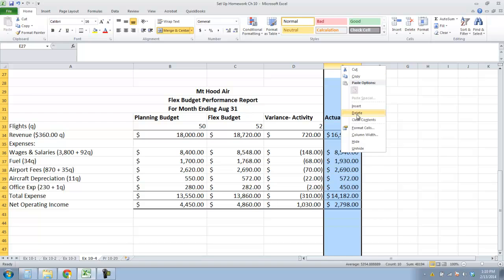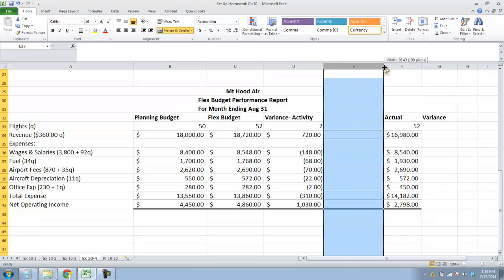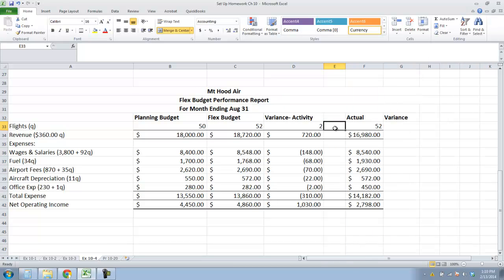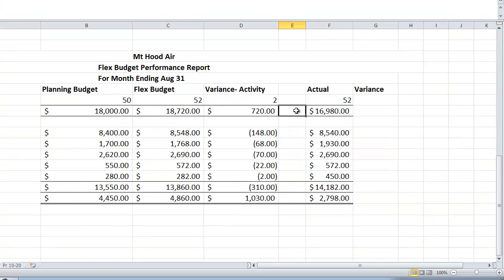So I'm actually going to insert another little column. We're going to make it really small. And this is a favorable variance. This is an unfavorable. Any negative number down here on spending is unfavorable. Unfavorable. But we have a favorable activity variance, of course, because we had 2 more flights. Now let's see if we had a variance, what our variance was for revenue and spending.